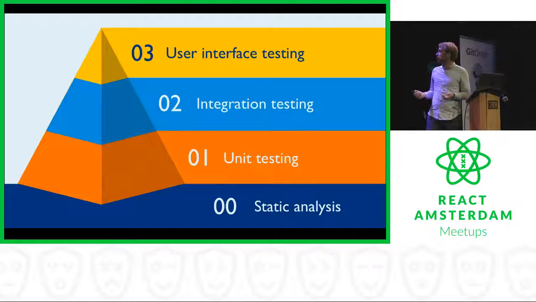So this is the pyramid. It's complete. When you go up the pyramid, testing gets harder, or there are more things to worry about, but the actual value for your users also goes up, because with a perfect user interface test you can cover all the edge cases, and with just static analysis you can't. It doesn't mean that you don't have to do them, just know that they're all there.